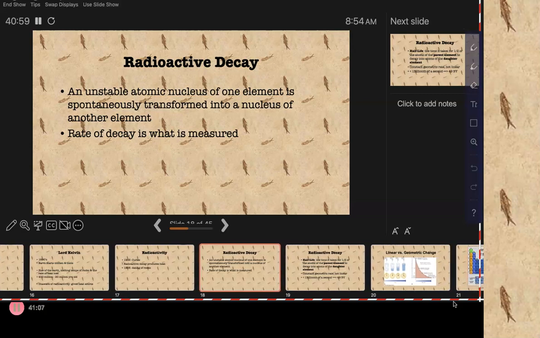So what's the idea behind radioactive decay? The idea is that some atomic nuclei are unstable, certain elements, and they will transform into a nucleus of another element, or another version of the same element along the way. Uranium is one that comes to mind. There's uranium-236. I'm going to make up a number, uranium-235. There's a bunch of uraniums.